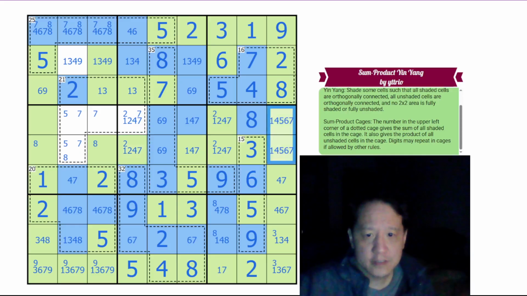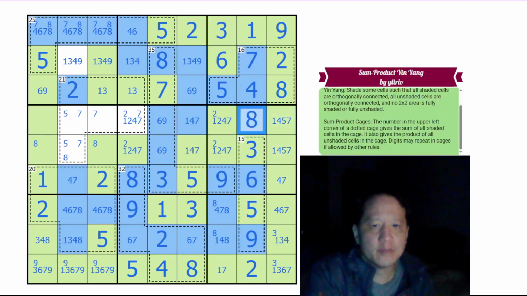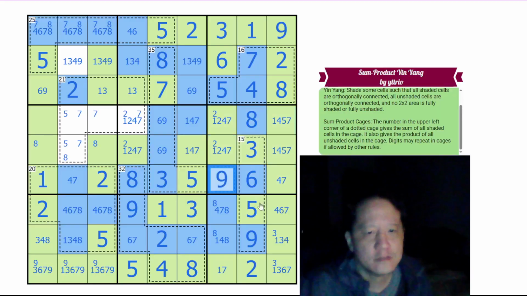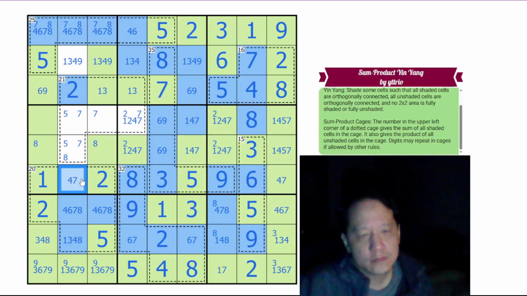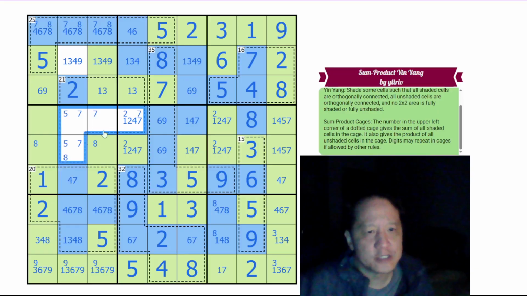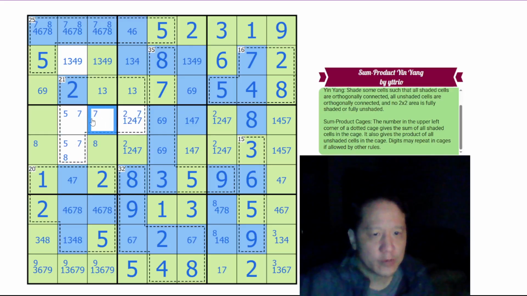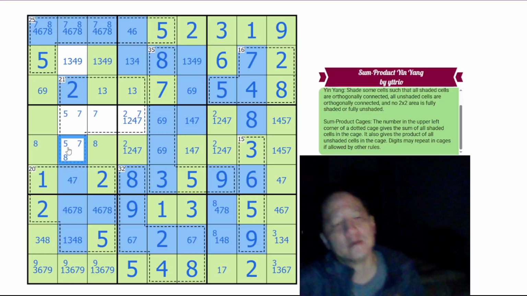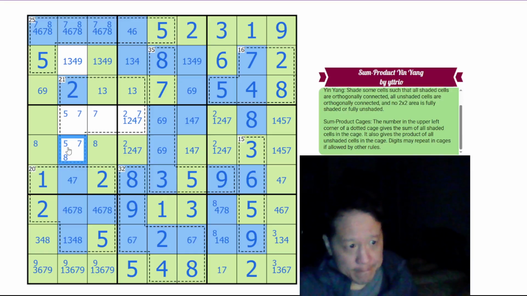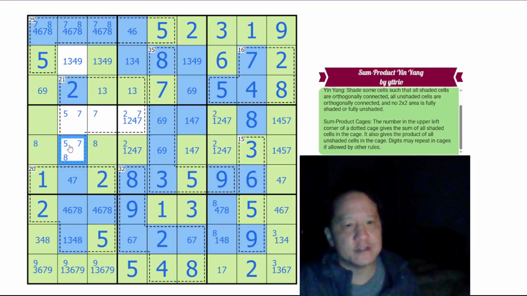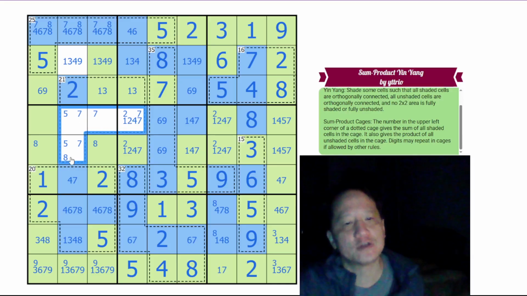Six eliminates 6 here in the box. Okay, we have 3 digits at most here, adding up to 19. Can you have 2 digits? No. So it must be 3 digits at least adding up to 19. Which means one of these digits is 7 and the 3 remaining digits are blue.